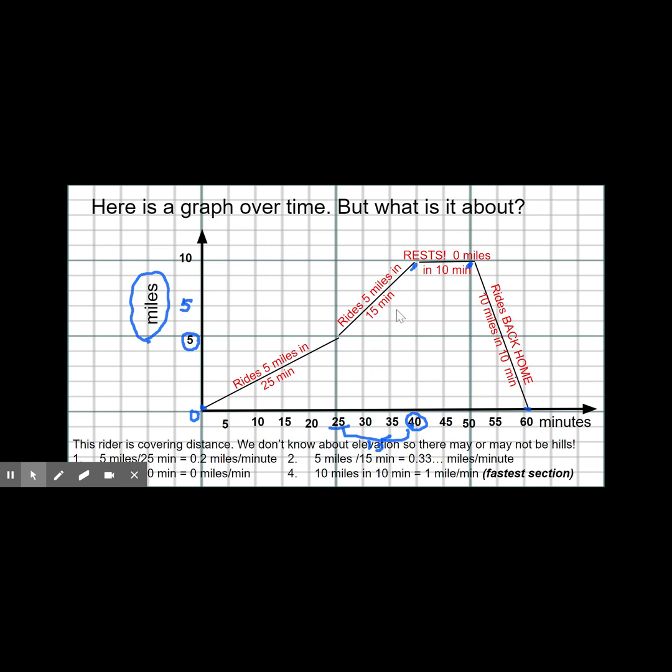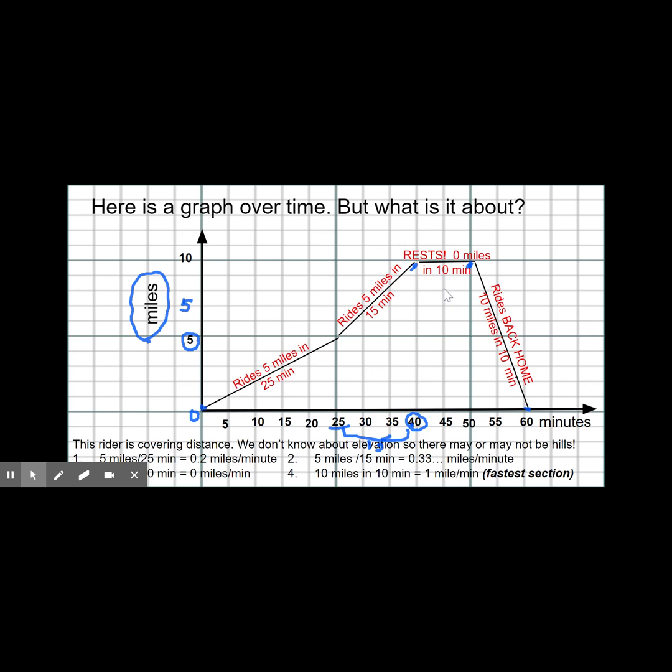The second section, we're covering 5 miles in 15 minutes. If we divide 5 by 15, we get 0.3 repeating, or 1/3 miles per minute. That's a faster rate than the first section, and it's certainly a steeper slope. The third section is 0. It's a 0 slope. We're covering 0 distance in 10 minutes. So therefore, this person is resting for 10 minutes, going neither forward nor backwards.